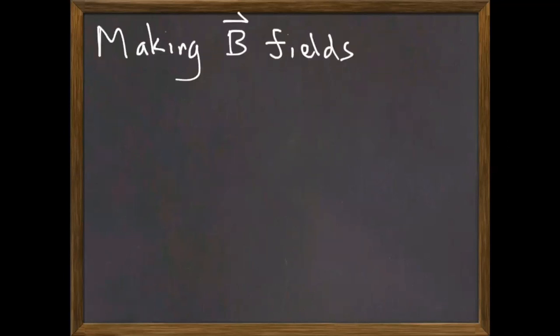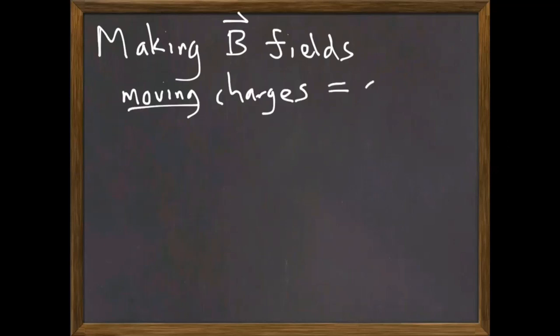All right. One last thing. We're going to talk about making magnetic fields. And to make a magnetic field, again, you need moving charges. Stationary charges won't do, you need moving charges. And moving charges are also called currents. And so I'm going to talk first about the magnetic field created by a long straight current.